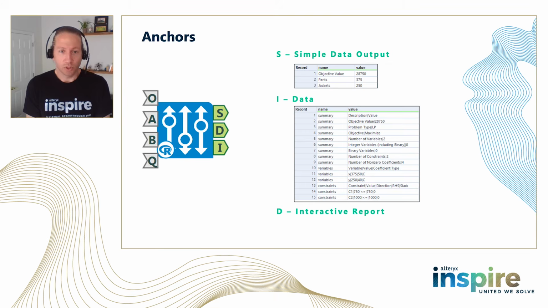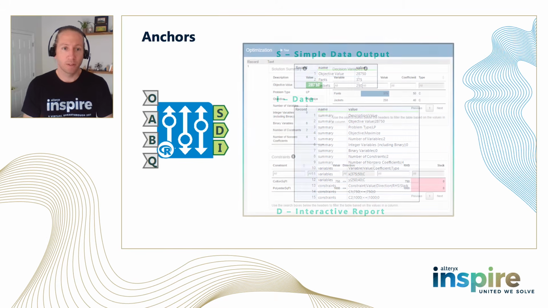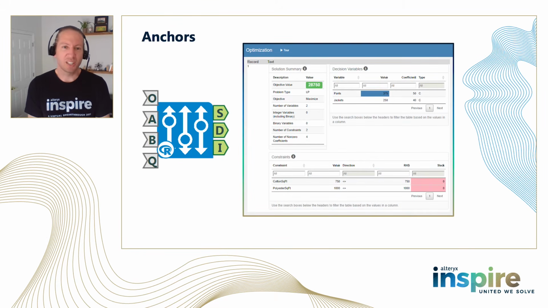Then out the D, we're going to get all the different variables that we introduced into the optimization tool. And then we also have our interactive report as well. Our interactive report is going to look like this. It's really going to contain all the information that was in the S and the D, but presented in a nicer, easier to consume way.